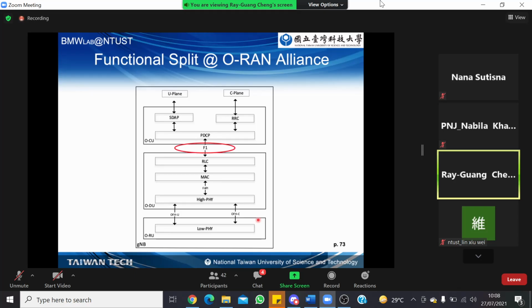F1 is the split 2. It was defined in 3GPP. For ORAN, they have the ODU, but they split the ODU into ODU high and ODU low. The interface between ODU high and low is the FAPI interface. The third one is a split between ODU and ORU. This is the open Fronthaul interface, OFH. They can have user plane, control plane.